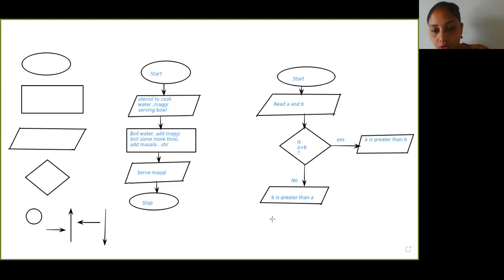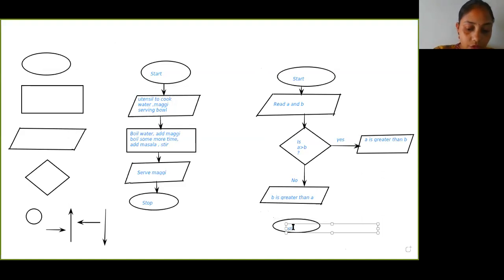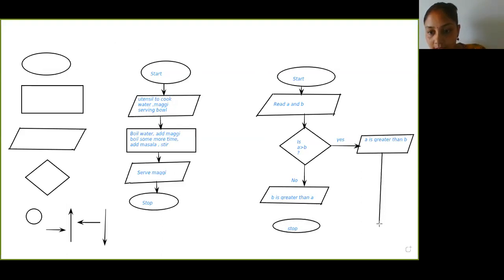Now I have to stop. Take the text box here to write stop and link them with arrows. See here, I have to draw a line like this, and after this also the problem gets over, so I have to take this arrow and draw it like this, link with this one, and this one will get linked with this one.